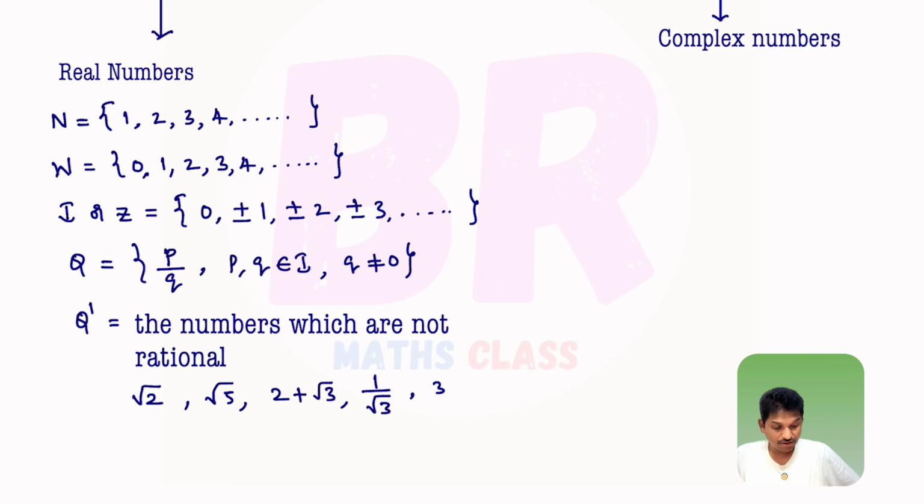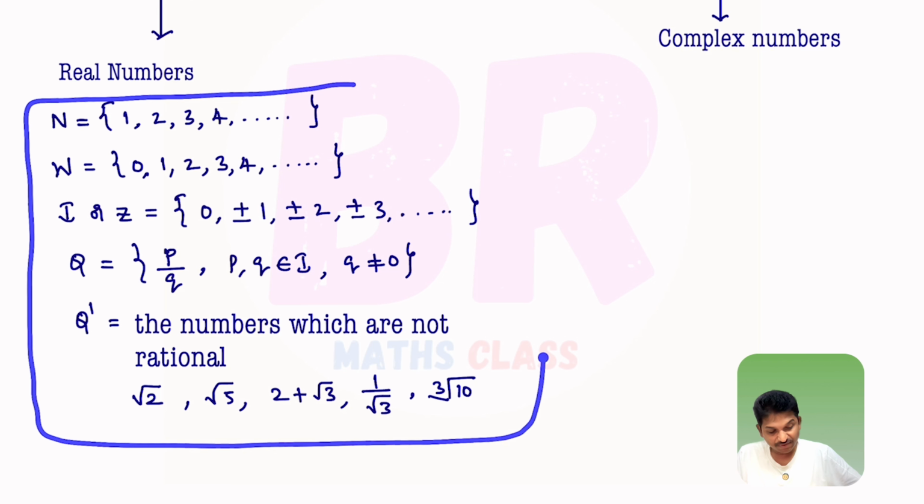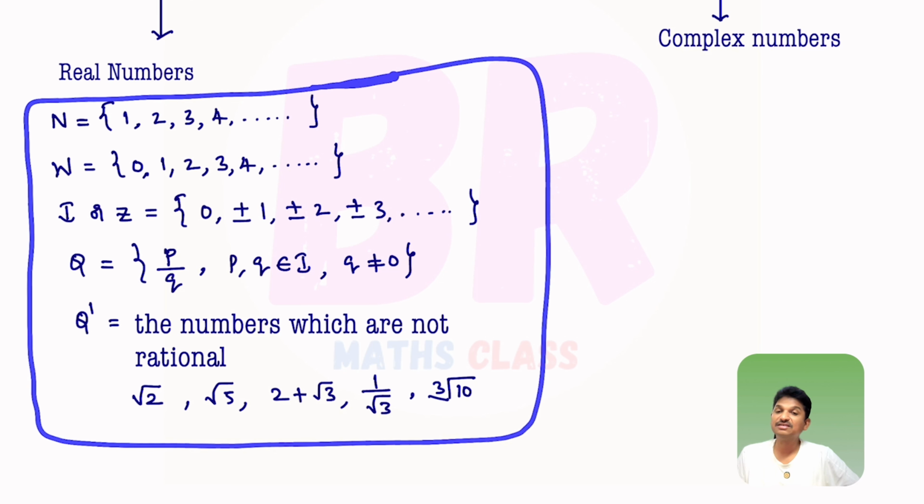Okay, good. Cube root of 10. This type of numbers are not rational numbers. These are called irrational numbers. These are all irrational. Okay. So actually, where we started was to discuss real numbers. What are real numbers? Union of all these numbers are known as real numbers.